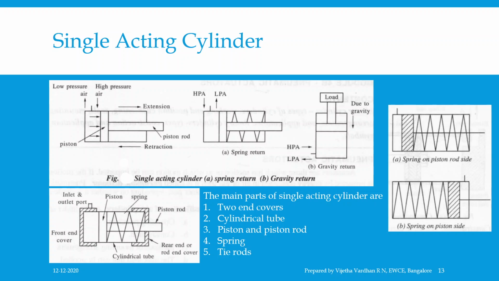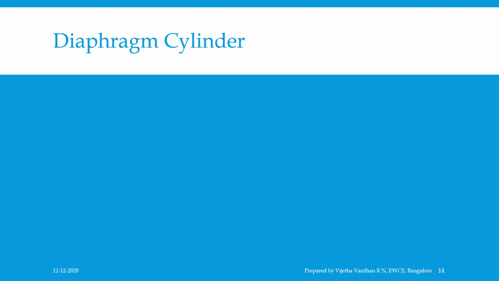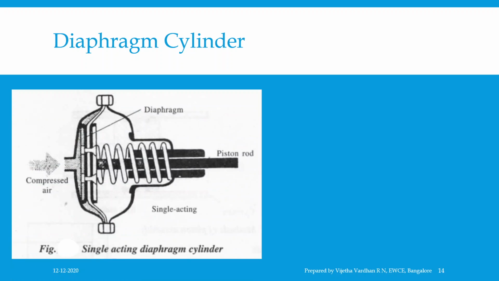The other types of single acting cylinders are the diaphragm cylinder as well as the rolling diaphragm cylinder. We'll understand the concept of the diaphragm cylinder now. A diaphragm cylinder consists of a built-in diaphragm of rubber, plastic or even metal, which you can see in the figure. Diaphragm cylinders are capable of generating very high force with very short strokes and are commonly called thrusters.